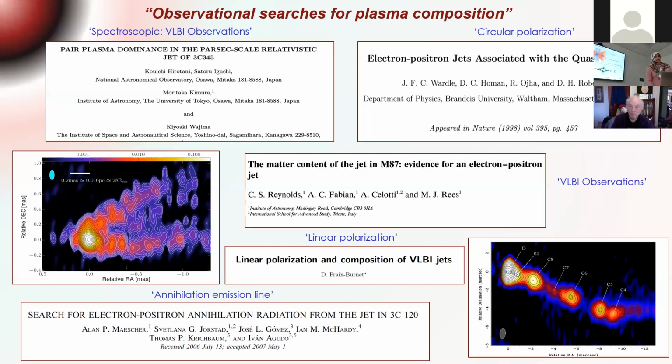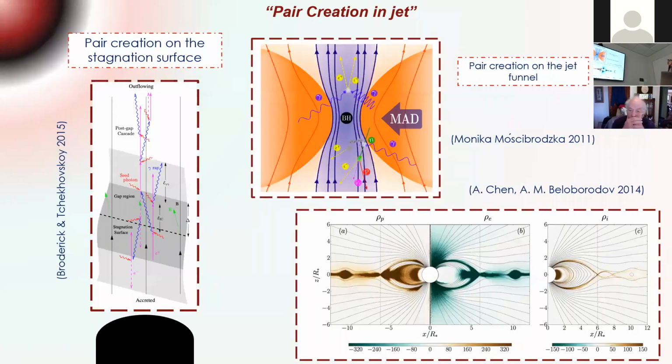Now, theoretically, how could you potentially get all of this pair plasma to begin with? Pair creation in the jet can happen through many different mechanisms. Broderick and Monica and others, like Chen, did a super great job in modeling the jet, and the creation of pairs in the jet funnel through some stagnation surface, or dynamically evolving pairs of electrons versus positrons, where you see how much the different components would behave differently. So that's again a very active area of research.